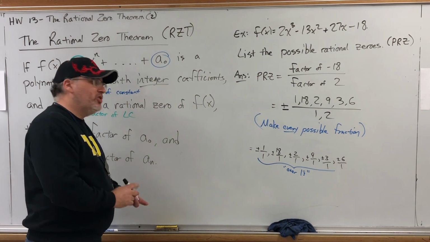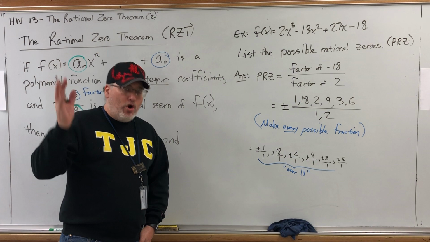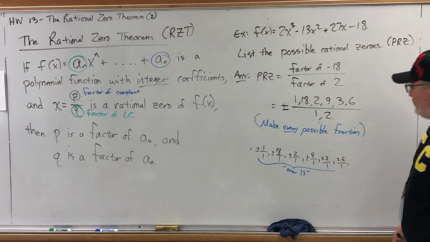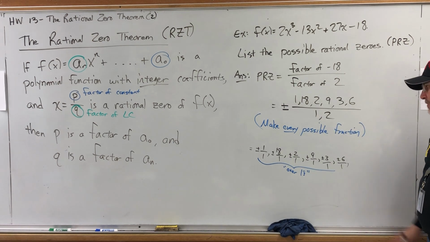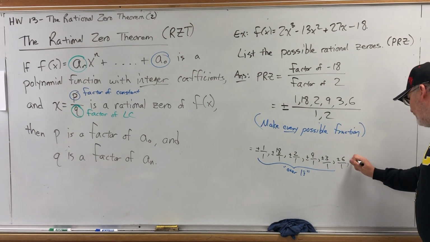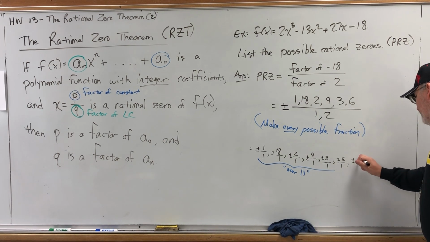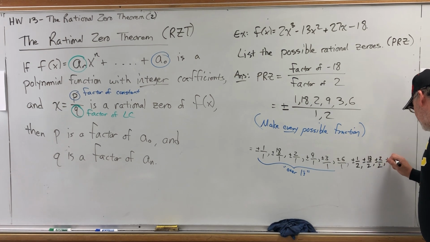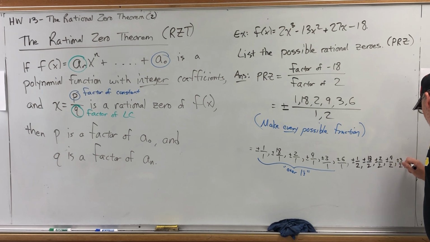Now I need to change the denominator and write all of my over 2s. Well, same thing. We're just going to write 6 fractions with these numerators, except this time we'll put them over 2, all with a plus minus. So plus or minus 1 over 2, plus or minus 18 over 2, plus or minus 2 over 2, plus or minus 9 over 2, plus or minus 3 over 2, plus or minus 6 over 2.